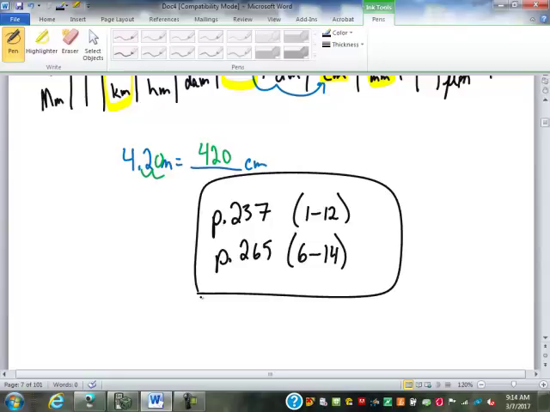Here's the packet then that the homework is in. I'll let you guys have our last 6 minutes to get started on the homework.